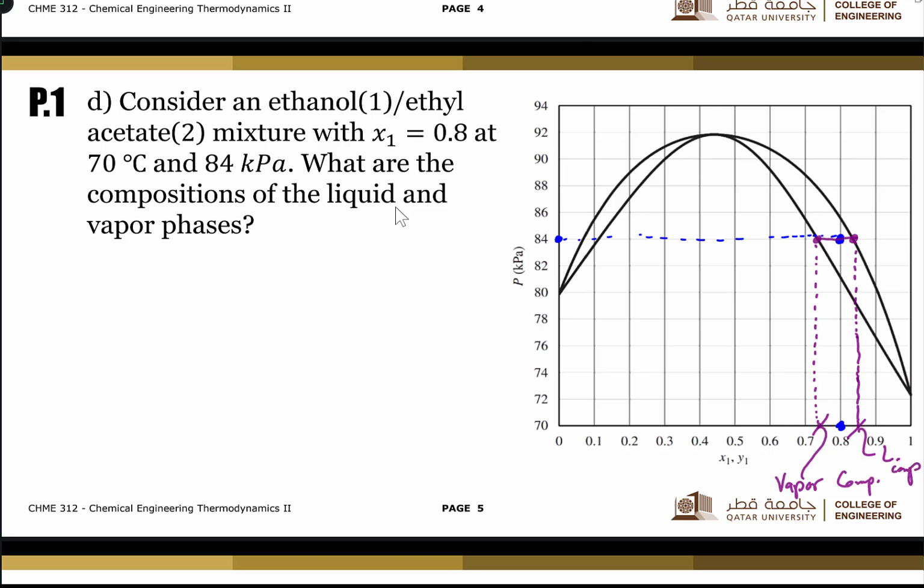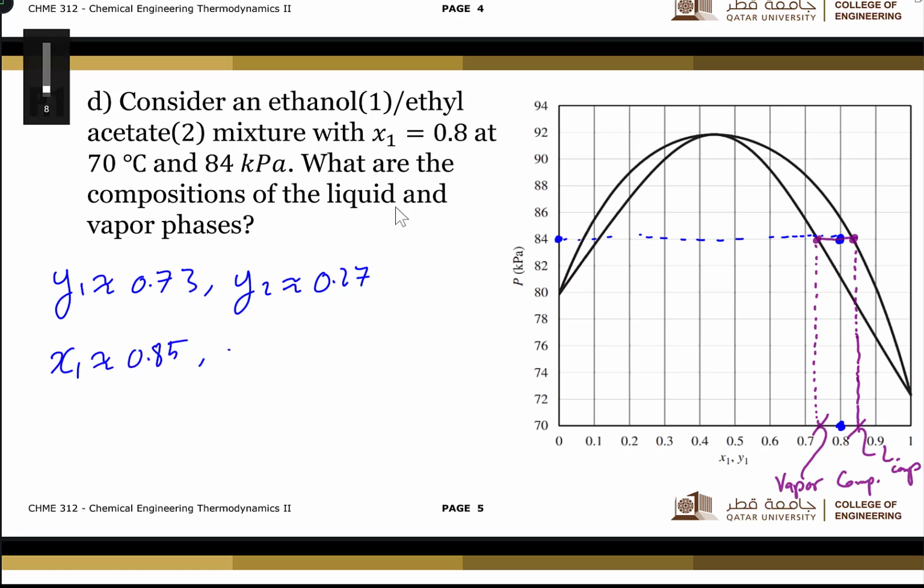Alright, so the liquid would be the x, the vapor would be the y. I read it from the chart, it's around 0.73 for y1, and then for x1 I said something like 0.85. I mean, again, it's an approximation. We don't have little ticks on there to know exactly what it is. So y1 approximately 0.73, y2 would be 1 minus that, so approximately 0.27, and then x1 approximately 0.85, x2 1 minus that.